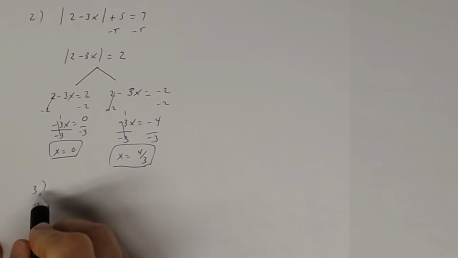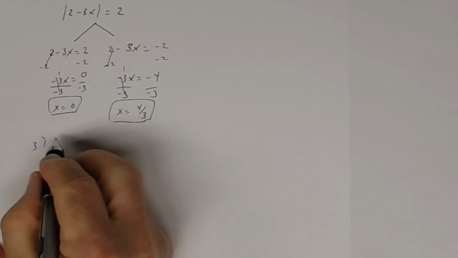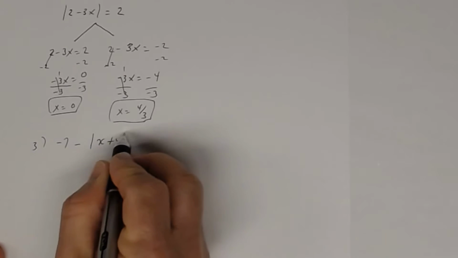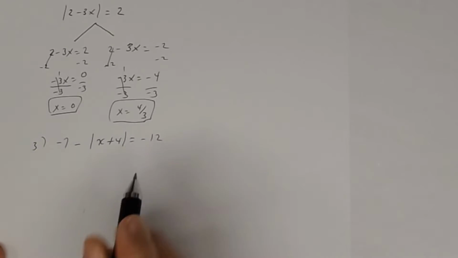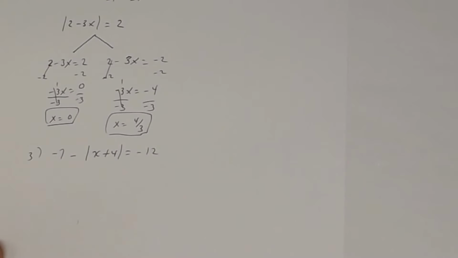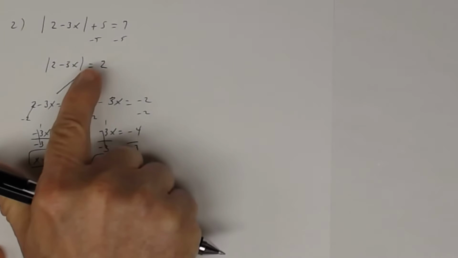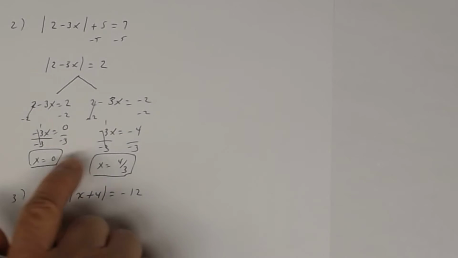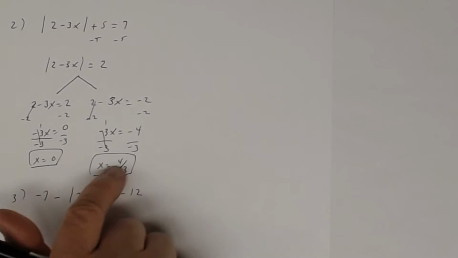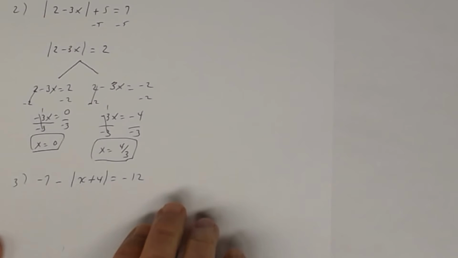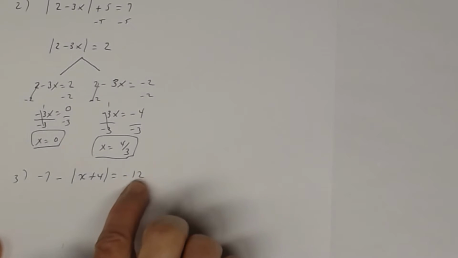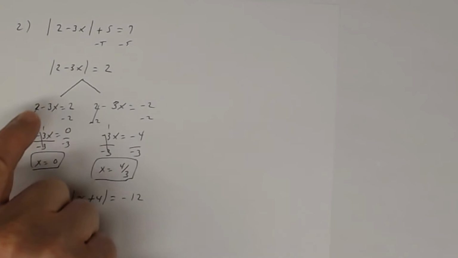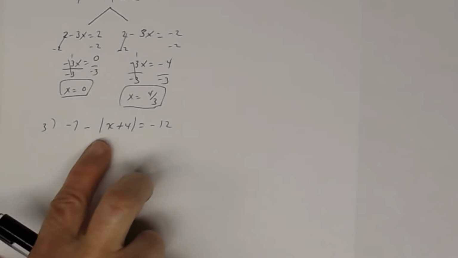Okay, number 3. I have negative 7 minus the absolute value of x plus 4 is equal to negative 12. Now be careful. Remember, I kept telling you that if the number on this side is positive or 0, and you do this correctly, then these will be your solutions. You may say, well, that number's not positive or 0. Well, you've got to be careful. Remember, you have to get the absolute value expression by itself first, which it is not.